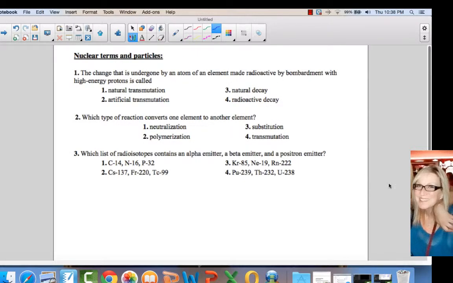It says the change that is undergone by an atom of an element made by radioactive bombardment with a high energy proton is called what? Well, I told you when we bombard something, it's going to be artificial. Natural transmutation, natural decay, and radioactive decay all mean the same thing. It happened by itself. So that means that I had to have started with something unstable, so it just decayed. But if I bombard something, that means I'm making it undergo change. So that means that it's stable to begin with.